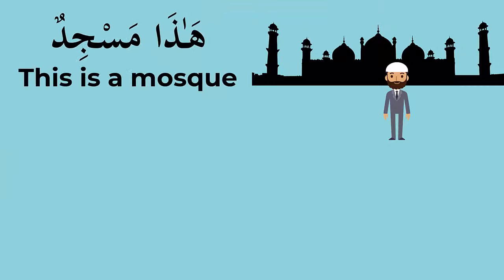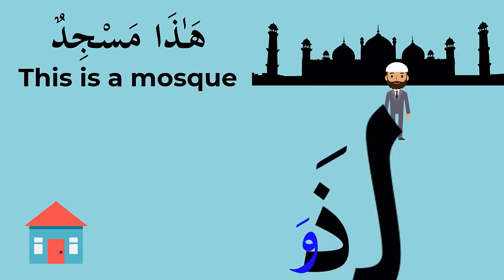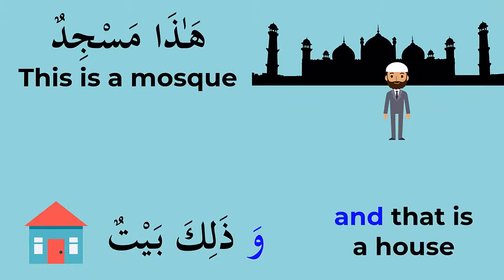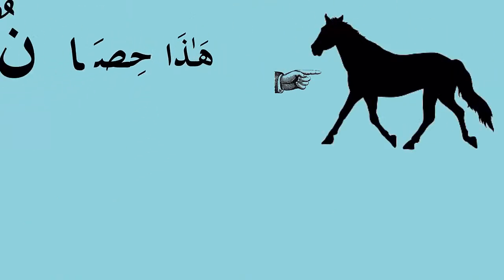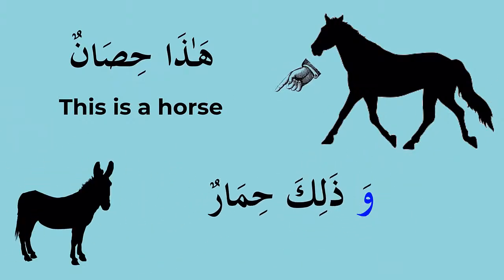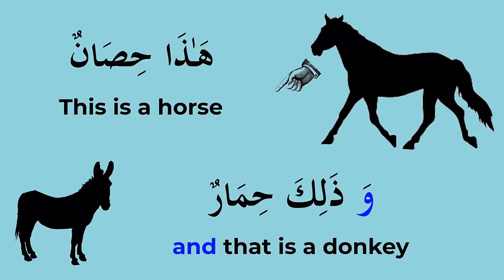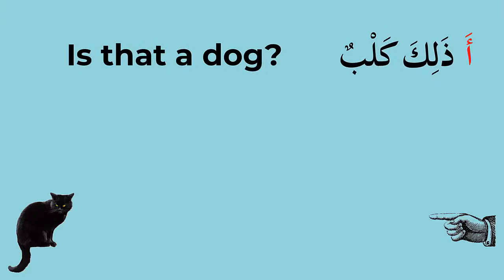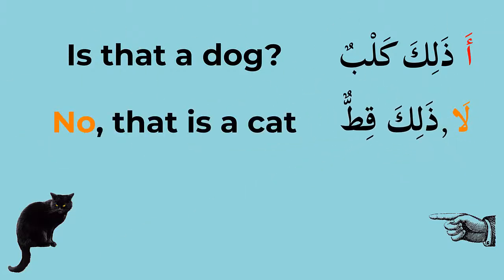Hadha masjidun, which is closer to us. Wazalika. What is the meaning of wazalika? And that is a house. Hadha hisanun. This is a horse. Wazalika himarun. Are you with me, brother? Zalika himarun. Now, we want to ask a question. So we are bringing Hamza in front. Azalika kalbun? La. Zalika kittun. That is a cat, okay.